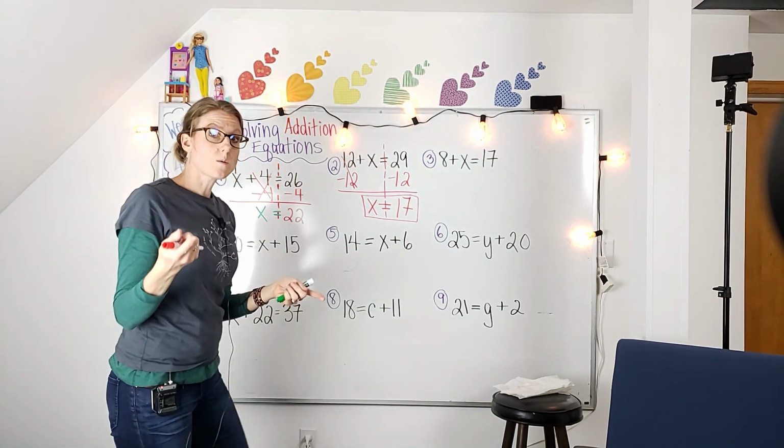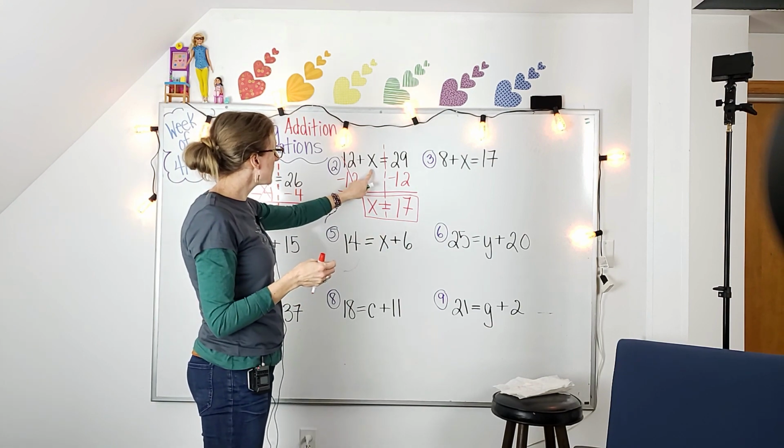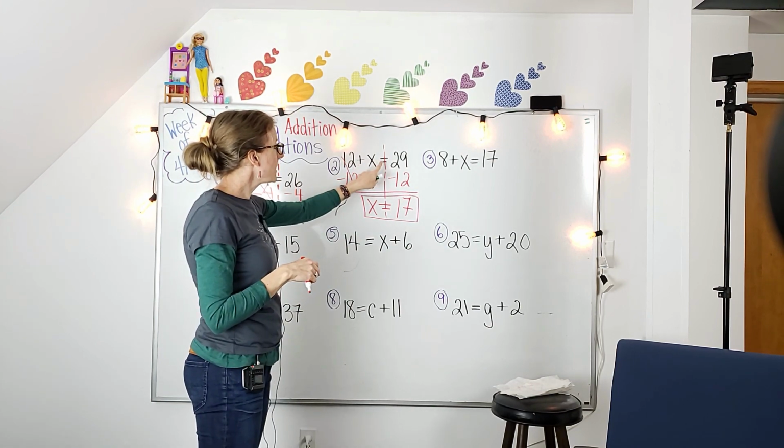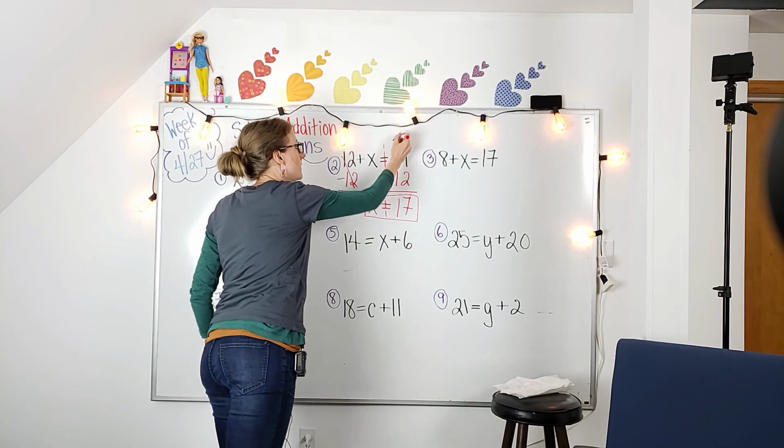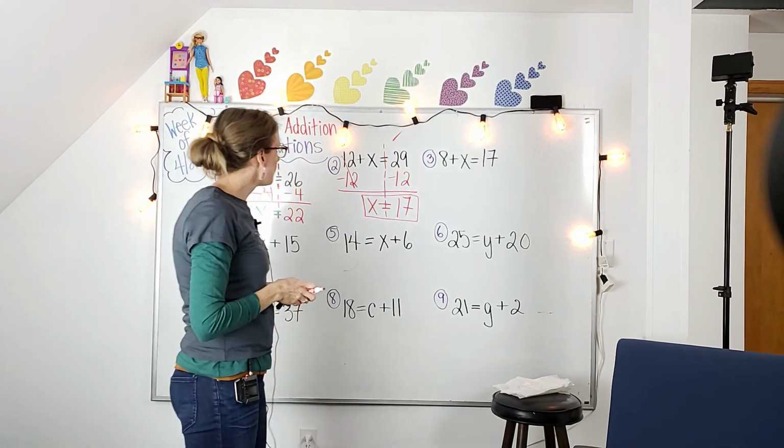And then in your head, you just go back and check that. So 17 plugged in, 12 plus 17 is actually 29. So we got it right. We'll put a little check there.